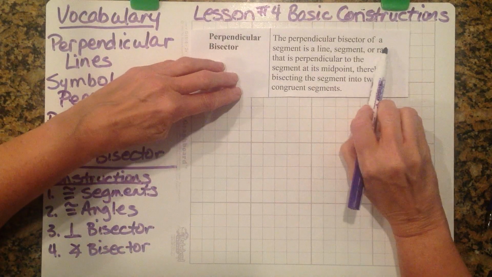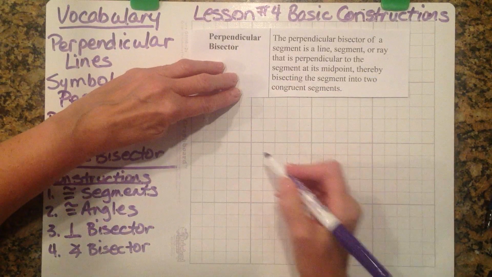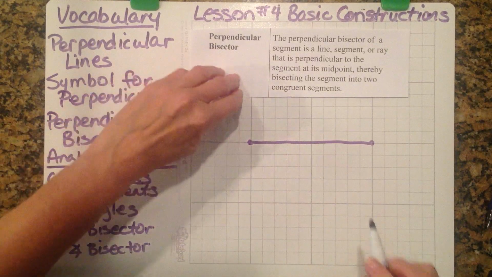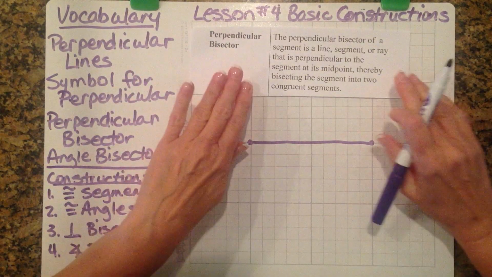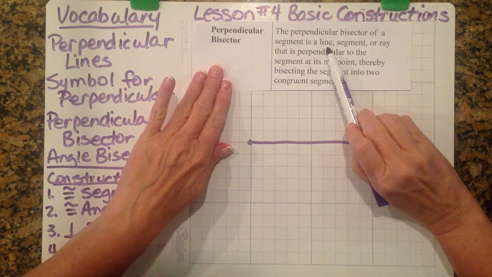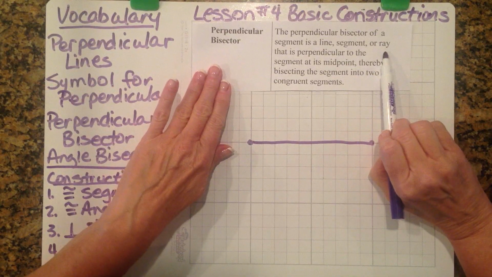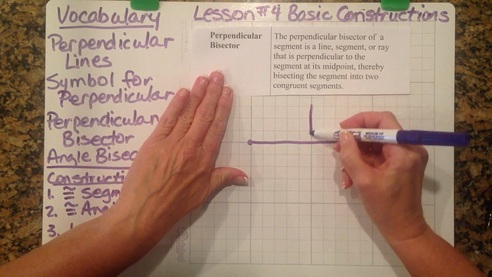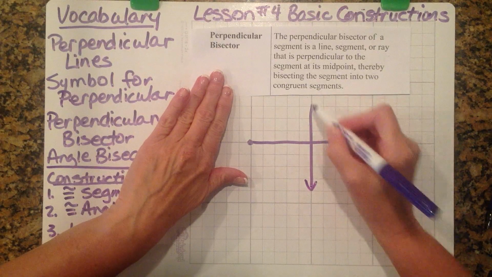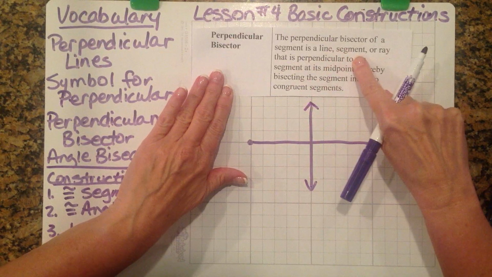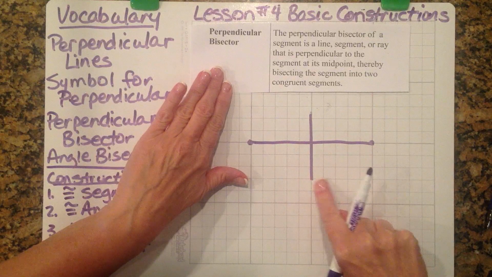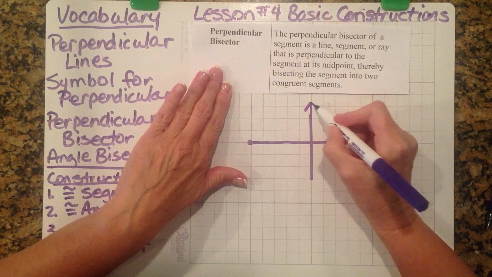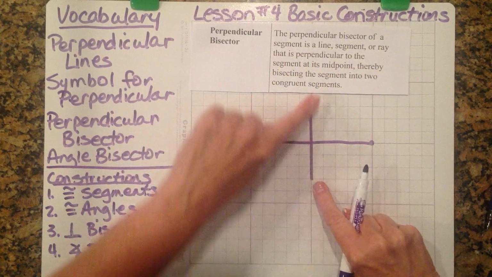So a perpendicular bisector of a segment. I'm going to draw a segment right here, meaning a line segment. Okay, you start out with a line segment. And then I'm going to draw a line or a segment or a ray that is the perpendicular bisector. So if I drew a line, okay, there's a line right there. Or I could draw a segment, I could cut that off, see how that's a segment right there, or a ray. So this is your perpendicular bisector right here.